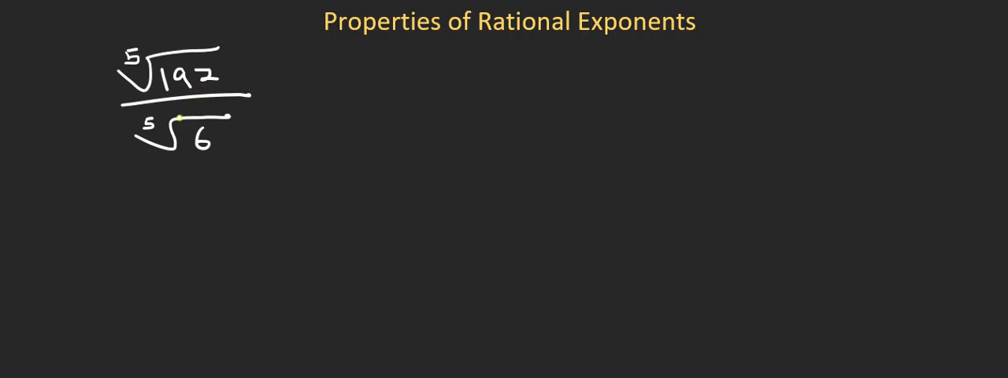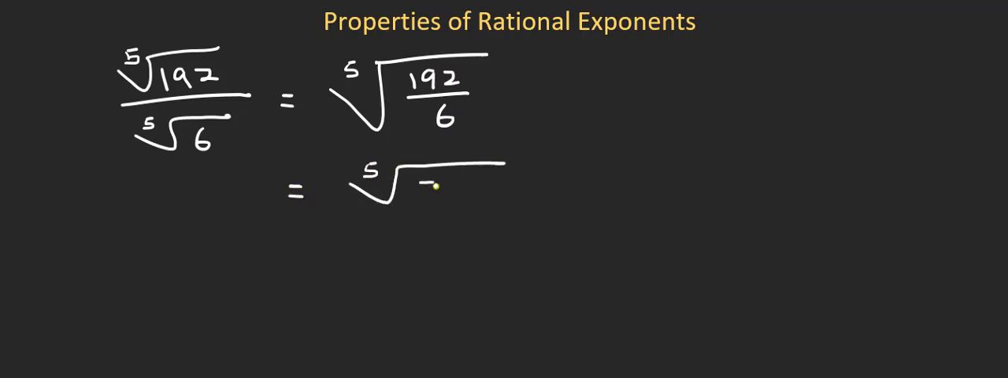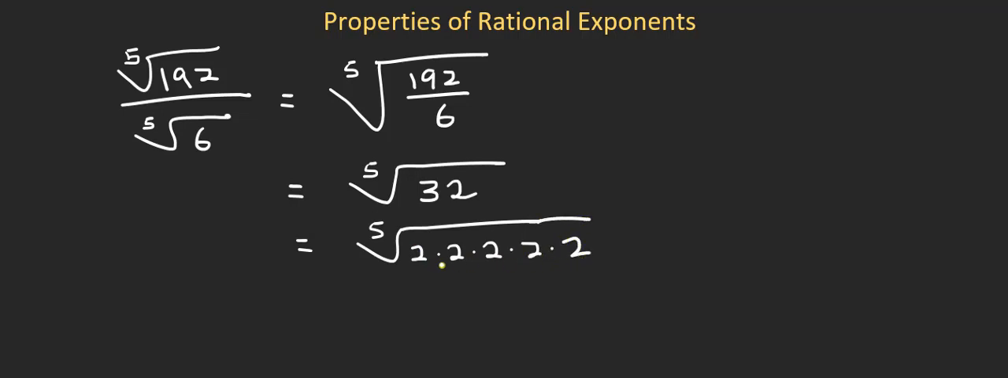You have fifth root of 192 over fifth root of 6. So this one is the same thing as fifth root of 192 over 6, which is fifth root of 32. And when you break down 32, it's going to be 2 times 2 times 2 times 2 times 2. Now this index 5 means you need 5 of the same kind to take it out. And you have 1, 2, 3, 4, 5 2s, so 2 comes out, and that's your final answer.